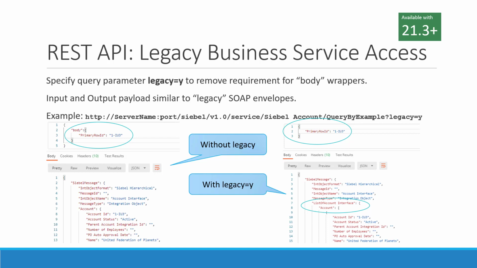So the legacy parameter not only changes the way you provide the input to a business service in a more legacy way, so you don't have that body wrapper, but the output will also be more similar to legacy SOAP responses, let's call it that, in that it includes the list of elements.